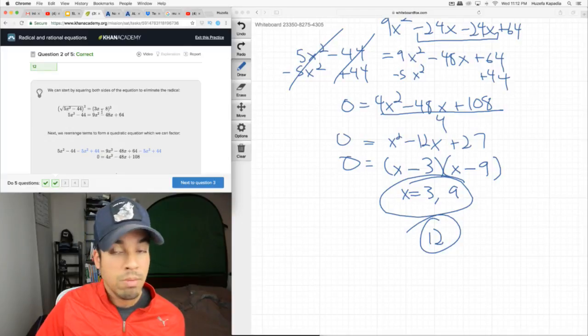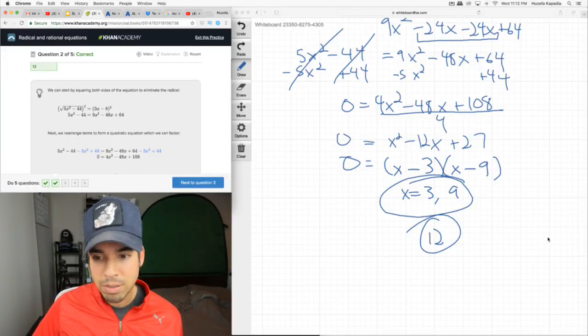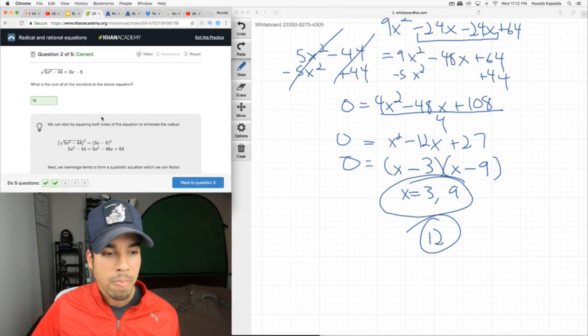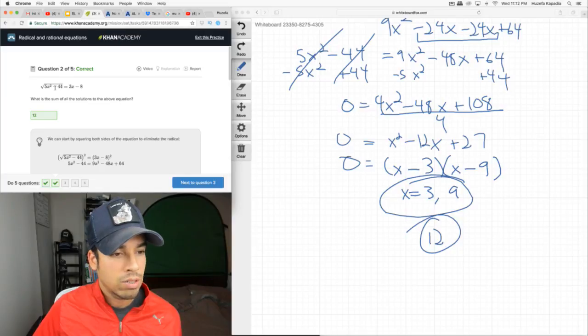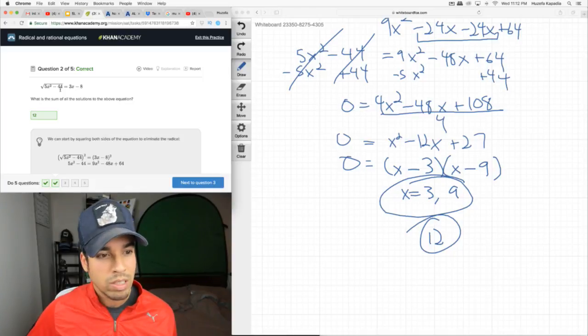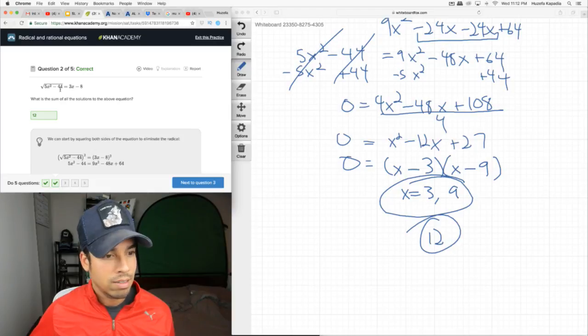So normally what I should have done is I should have plugged the 3 into this equation and made sure I got a real value. And we have to worry about that because we have a square root here. And if that inside part nets us a negative number within the square root, then it's not a real solution. And we don't include that in the sum. So I actually hastily hit 12.